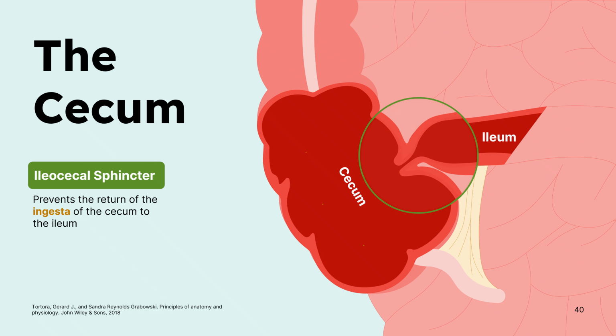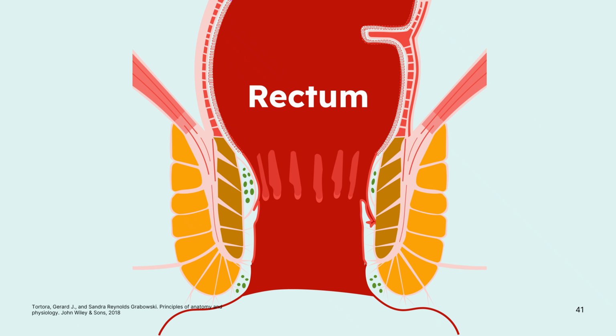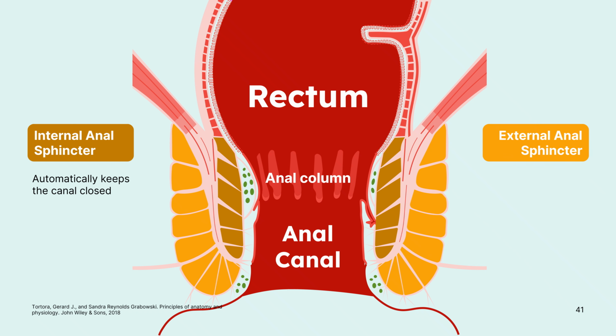This sphincter ensures one-way movement of digested food, promoting efficient processing within the large intestine and preventing contamination of the small intestine. At the end of the rectum is the anal canal, which contains two key muscular structures. The internal anal sphincter, an involuntary ring of smooth muscle, automatically keeps the canal closed, preventing the passage of feces until defecation. Meanwhile, the external anal sphincter, a voluntary muscle, provides additional control over the release of waste.